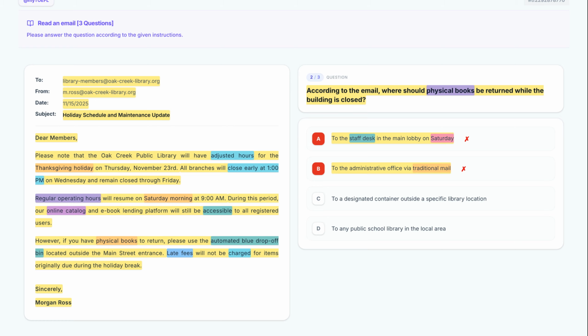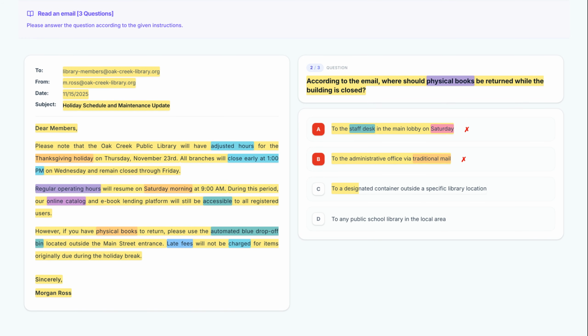Here's option C. Let's break it down. To a designated container outside a specific library location. The text explicitly directs users to an automated blue drop-off bin, which matches the idea of a designated container. This is our answer.